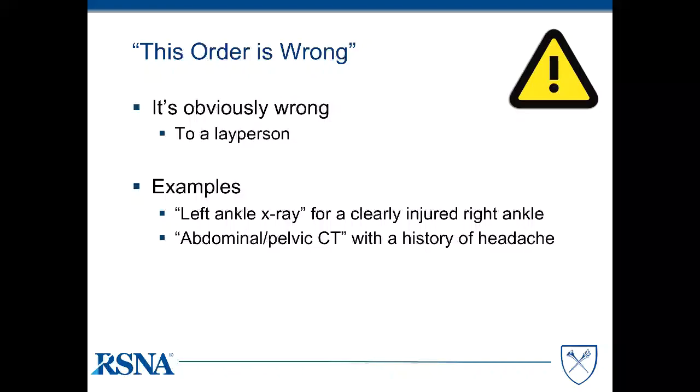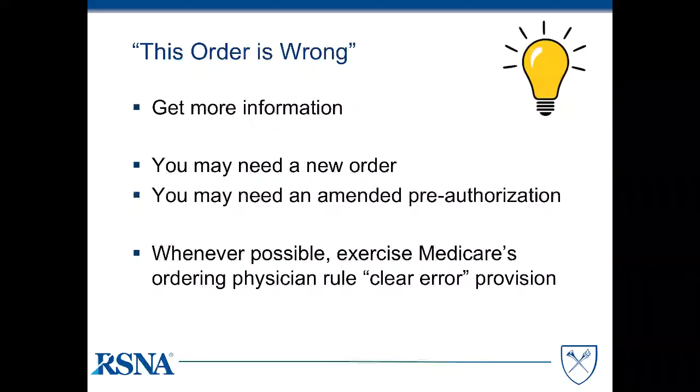Here are a couple examples: a left ankle x-ray for a clearly injured right ankle, or an abdominal pelvic CT scan for a history of headache. We're not talking in these situations about nuances of ACR appropriateness score differences. These are cases, I think, where your registration clerk would be saying, hey, that doesn't sound quite right. The solution, again, get more information.